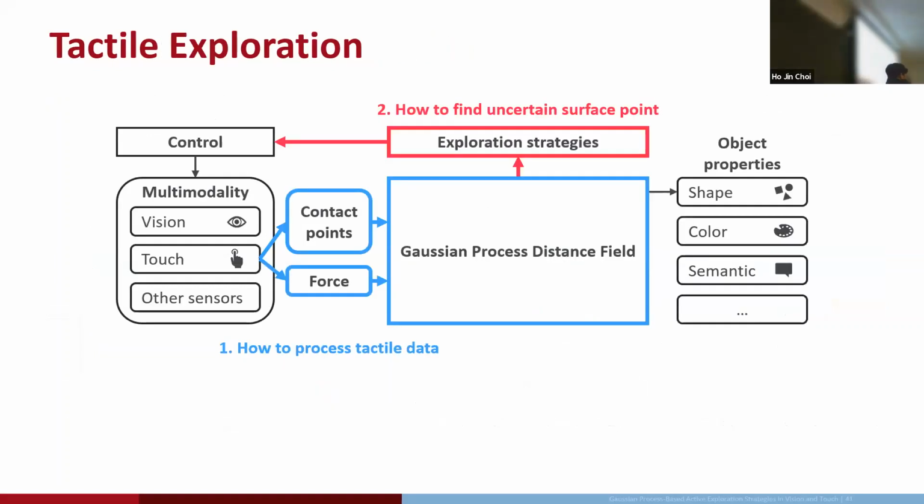So the next one was how we incorporate tactile information together with the vision. So we first talk about how to process the tactile data, and then I'm going to talk about how to find a certain surface point that we should actually touch on the surface of the object.